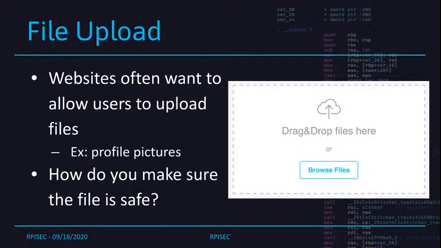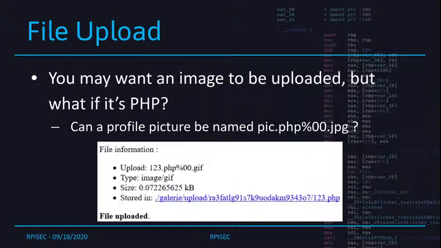Another very popular one is file uploads. When you're having the users upload a file, like say for example a profile picture, how do you make sure the file is safe? Do you check the file extension? Do you check the MIME type? There are many things you can do, but also all of those can be spoofed in one way or another. Like you may want an image to be uploaded, but what if it's PHP? Or what if it is also an image and PHP at the same time?